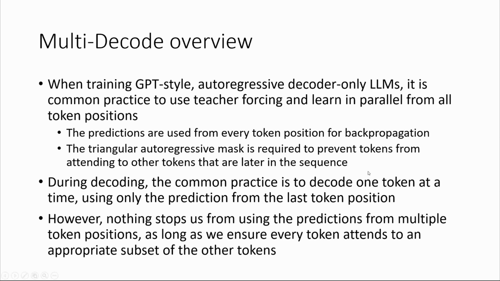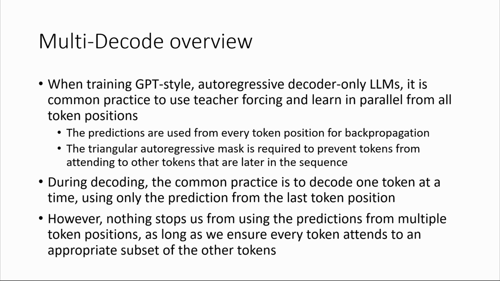So what are we talking about? A little bit of the background here: when we train these autoregressive decoder-only models, it's common practice to use teacher forcing and learn in parallel from all token positions. There are predictions at every token position, and during training, we use every single one of those predictions and do backpropagation. So if your sequence length is 4,000, you have 4,000 predictions and you're aggregating the gradients coming from all 4,000 of those before you do a backward pass, typically.